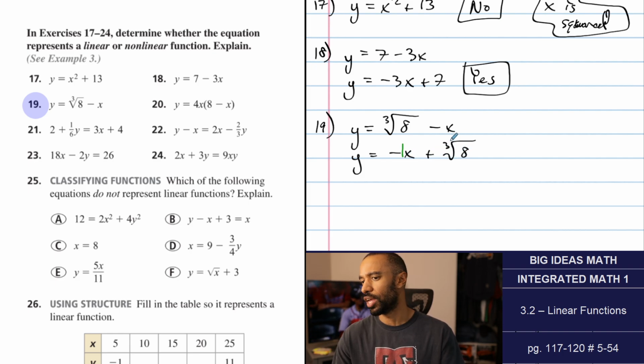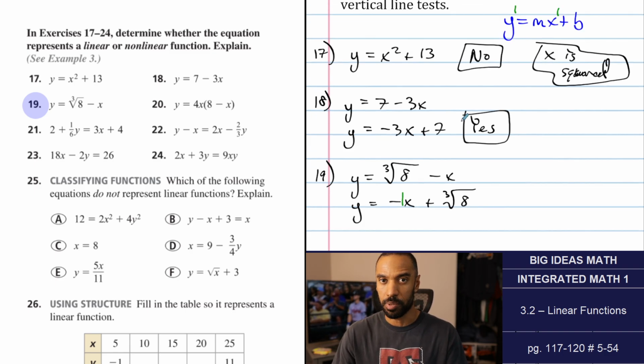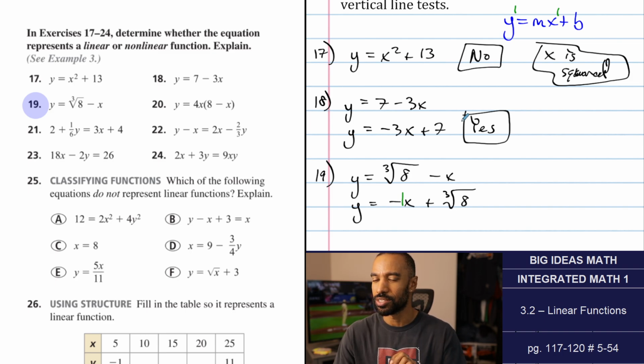Mr. Robinson, there's a cube root there. You can't have that in mx plus b form. m and b just need to be constants. b can be 0. b can be an irrational value. b can be a billion. It doesn't matter what b is. b can be whatever it wants.